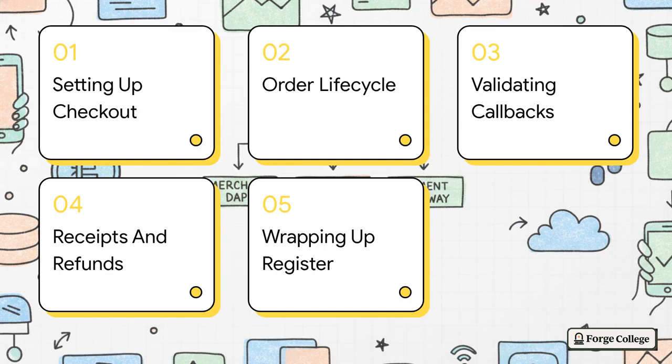Here's the blueprint we're laying out today. 1. Setting up the checkout. 2. The merchant order lifecycle. 3. Validating payment callbacks. And 4. Receipts and refunds. Let's get building.